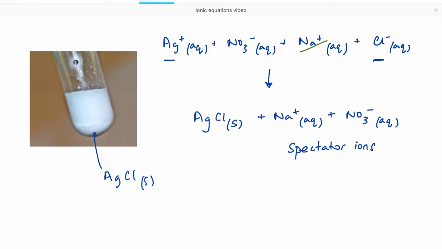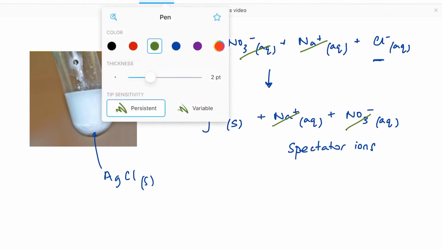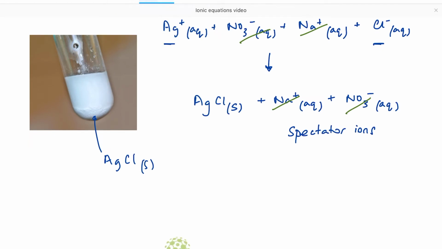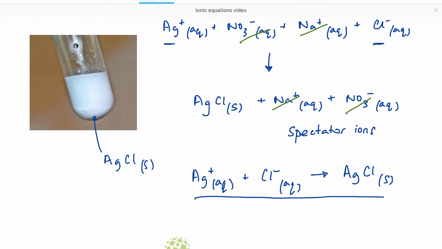There's no point having them in the equation, because they start off floating around in solution and they end up floating around in solution. So we can write this equation as an ionic equation, and an ionic equation just represents what actually happens in the reaction. In this reaction, silver ions, which were in solution, I draw aq, and chloride ions, which were in solution, react together to form a silver chloride lattice, or a precipitate, and they're no longer in solution. So this here is an ionic equation to describe the reaction between silver ions and chloride ions.